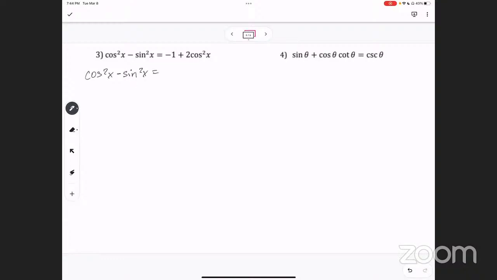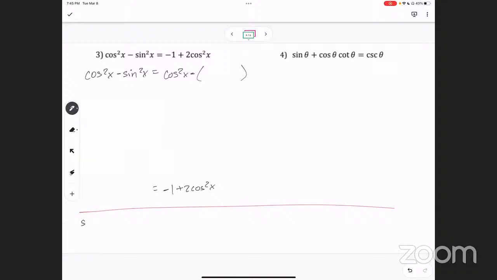All right. I want that to equal -1 plus 2 cosine squared x. So the first thing I'm going to do is, do you see how my answer is in terms of cosine squared x? I want to change this one, not this one. So I'm going to write cosine squared x minus, and I'm going to change that. Notice I'm using parentheses.